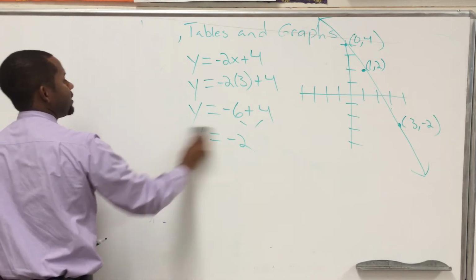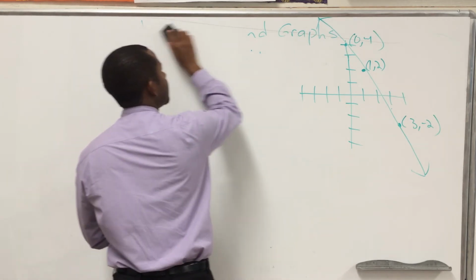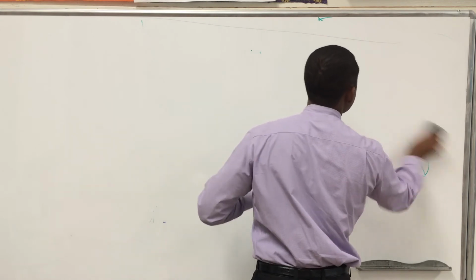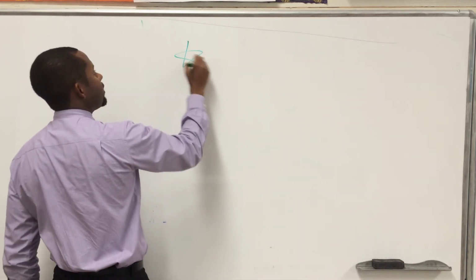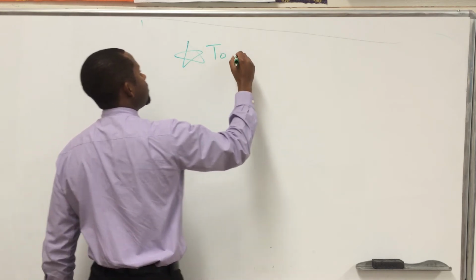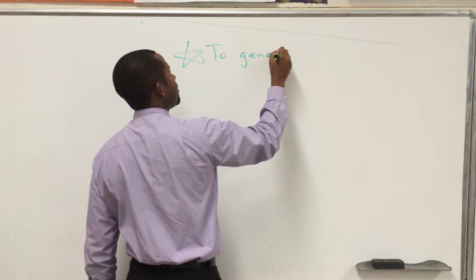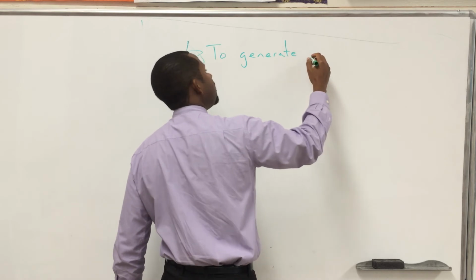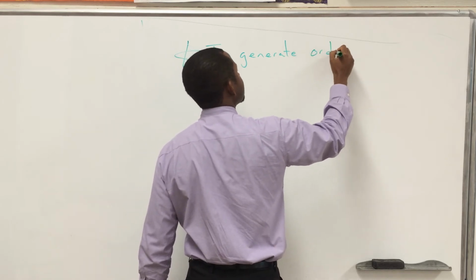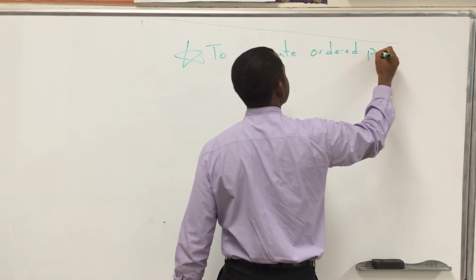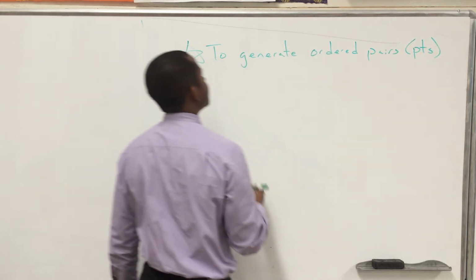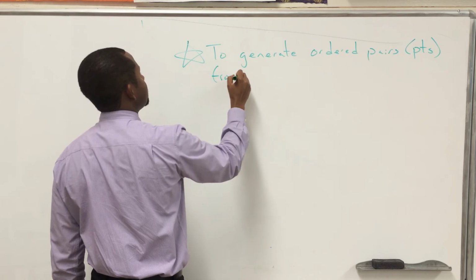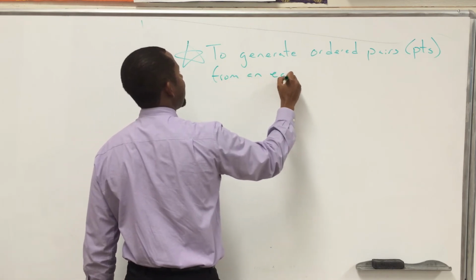Go ahead and erase this. So let's put a star. It's going to say, to generate ordered pairs, in other words, points, from an equation.